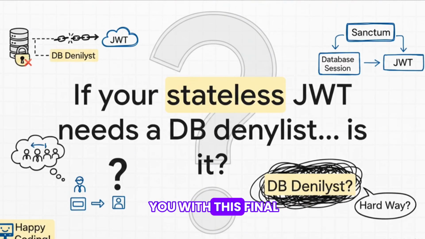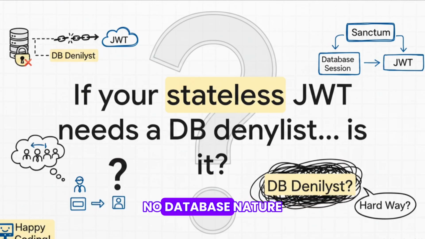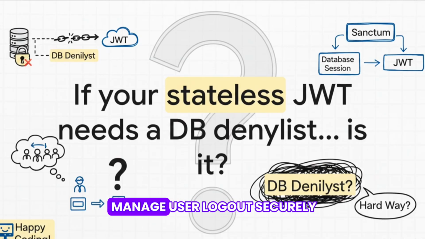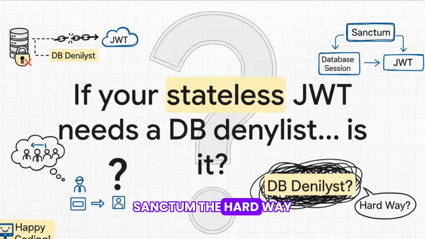I'm going to leave you with this final, slightly provocative thought for your next architectural design. If you choose JWT specifically for its cool stateless, no-database nature, but then you end up having to build a database deny list just to manage user logouts securely, well, did you really stay stateless? You might have actually just rebuilt Sanctum the hard way.